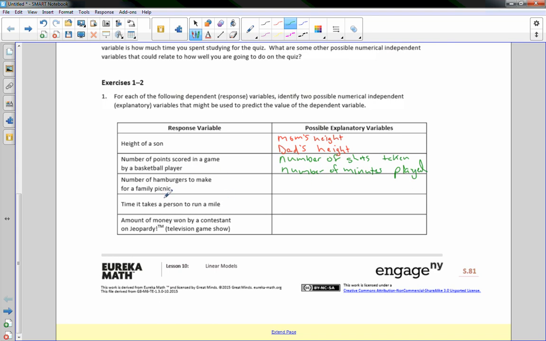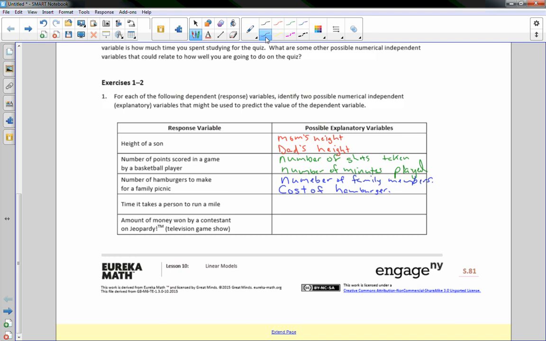Number of hamburgers to make for a family picnic. Okay, what could predict the outcome of how many hamburgers you make? Well, let's see. You don't want to make too many and throw some away, and you don't want to be too short and have people leave hungry. So what could affect the number of burgers made? Number of family members that you have to feed. There's plenty of other ones. The cost of hamburger meat, maybe. If hamburger's too expensive, then you might want to make fewer hamburgers and have hot dogs ready as well.